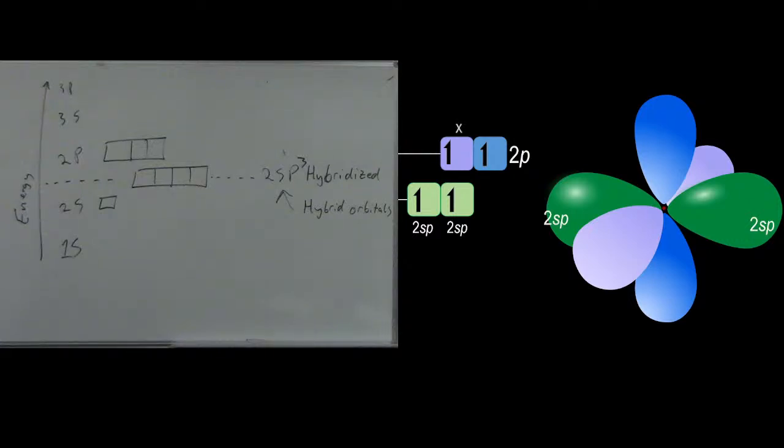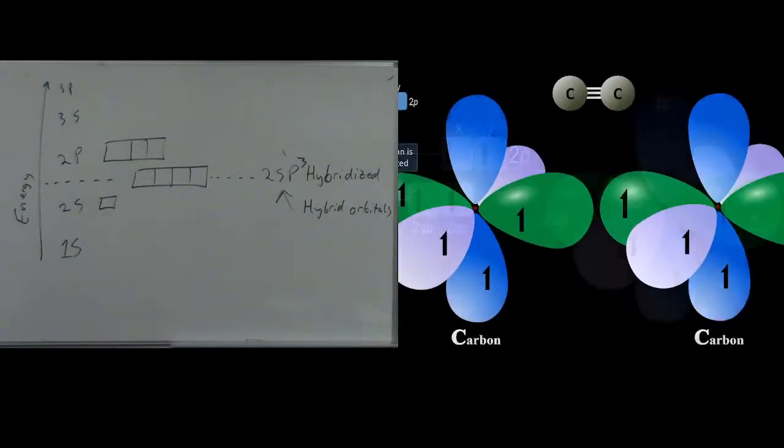And there is also the violet 2px and the blue 2py orbitals. Here, each green lobe is a single orbital, and so they each have an electron, while both violet lobes constitute the single 2px orbital with a single electron, and both blue lobes constitute the single 2py orbital with a single electron. The other carbon in C2H2 also has that same triple bond, and so it has the same hybridization.